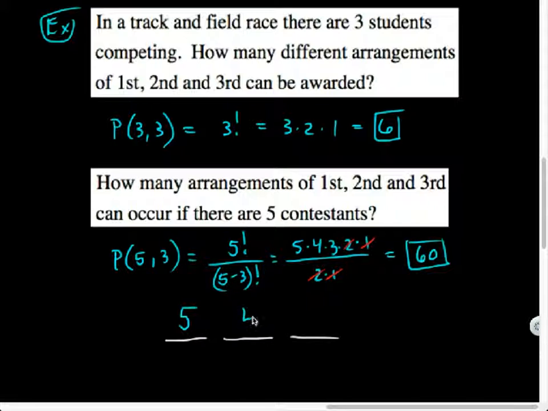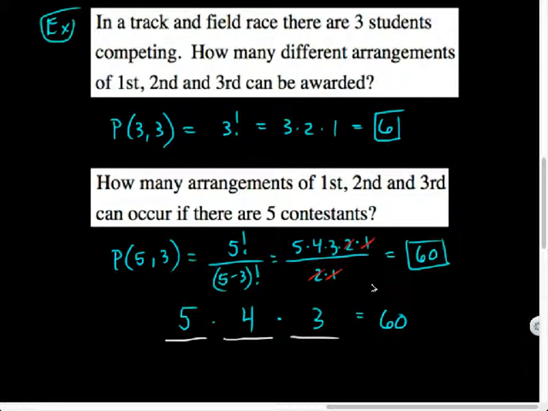And then there's 4 left for second place, and then there's 3 left for third place. So if I multiplied those, that would also equal 60. So if you broke it down that way and thought about how many people could get first place, once I've chosen first place, how many were available for second?